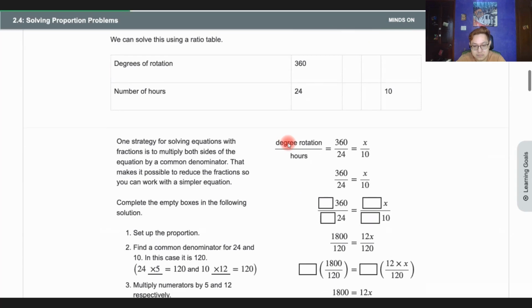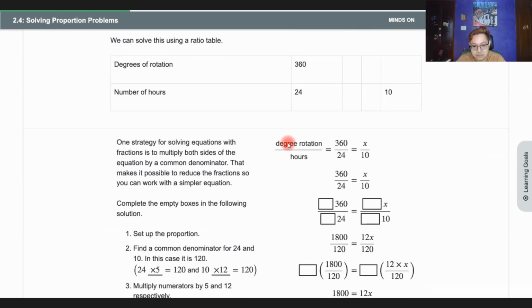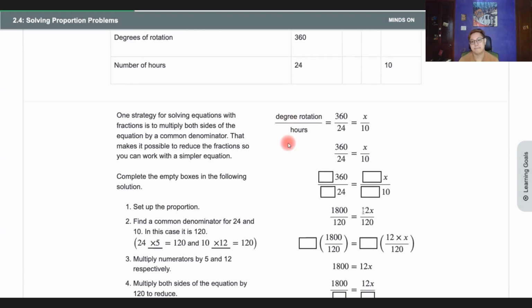So one strategy for solving an equation with a fraction is to multiply both sides of the equation by a common denominator that makes it possible to reduce the fraction, so you can work with a simpler equation. Exactly, like you can simplify it. Or alternatively, you can make the denominator the same, between 24 and 100. The common number is 120. So you do the same with the numerator.